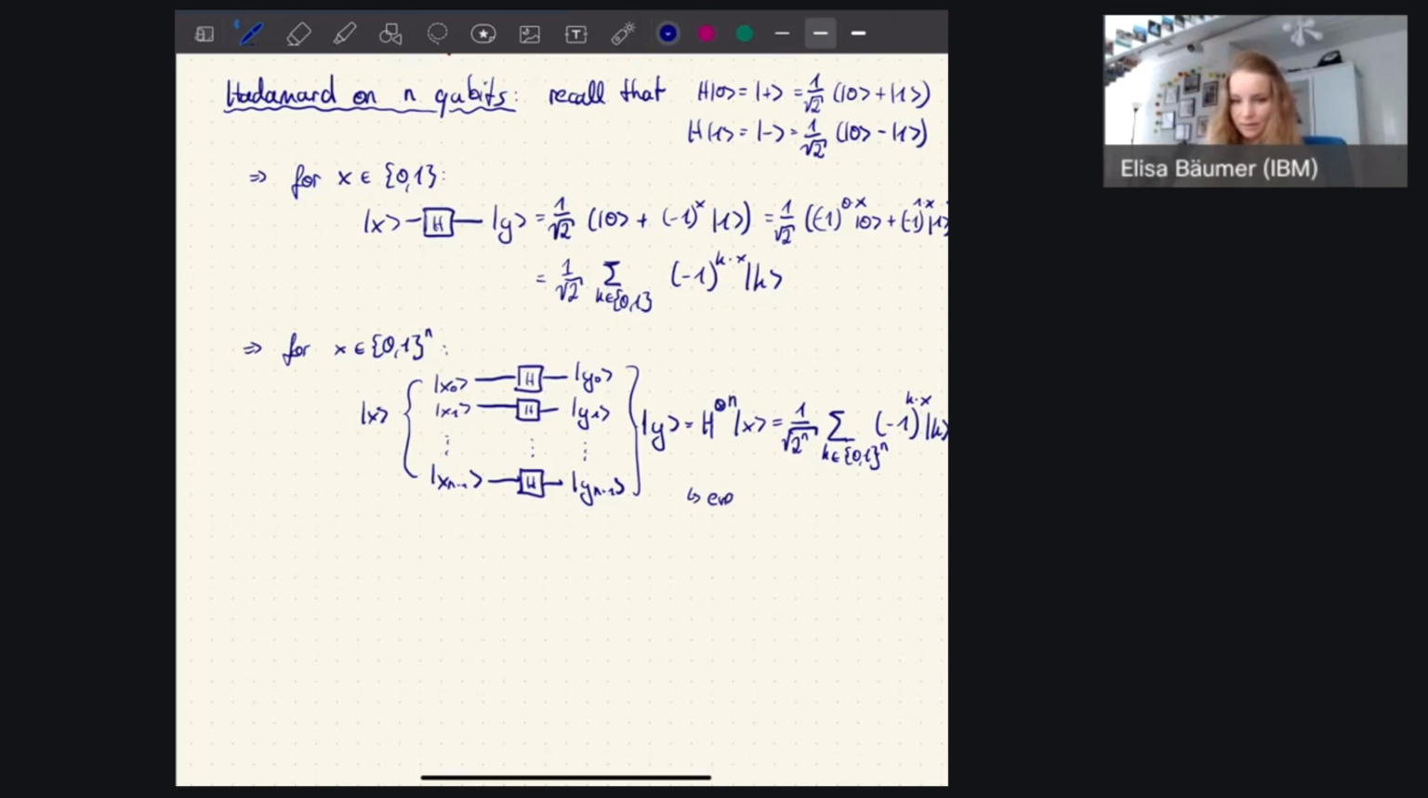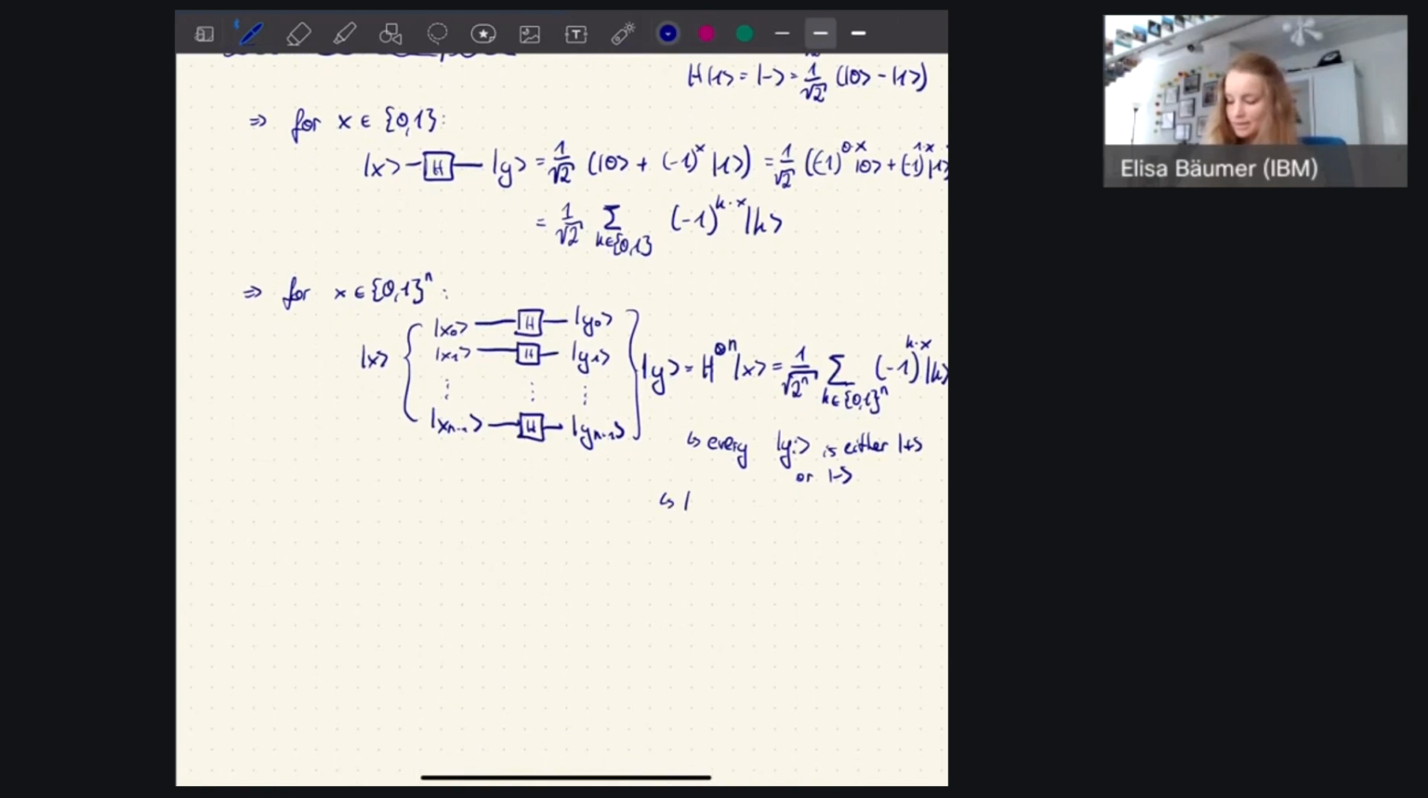How one could maybe get an intuition for that is that we know that if every x is either 0 or 1, then every yi is either in the plus state or in the minus state. So it is kind of clear that if all of them are either plus or minus, y must be a superposition of all possible bit strings.